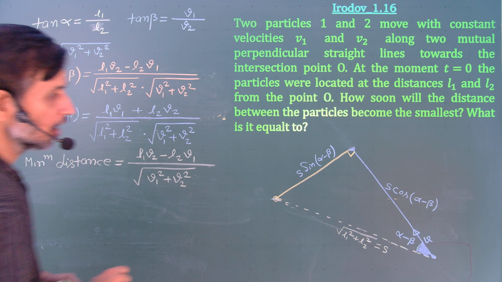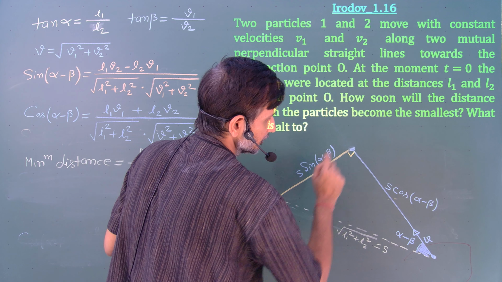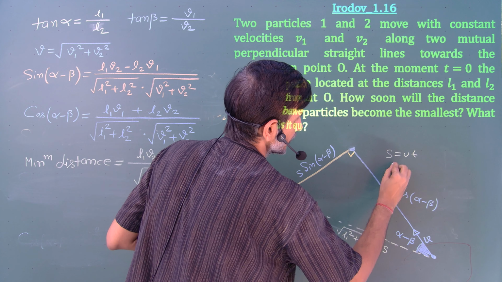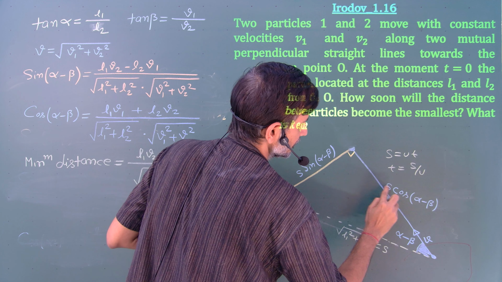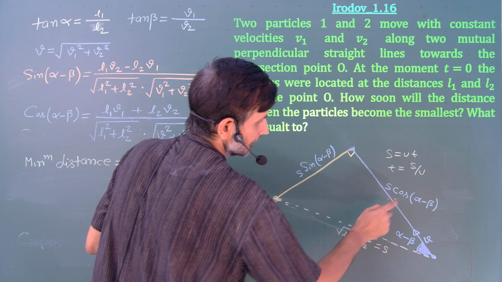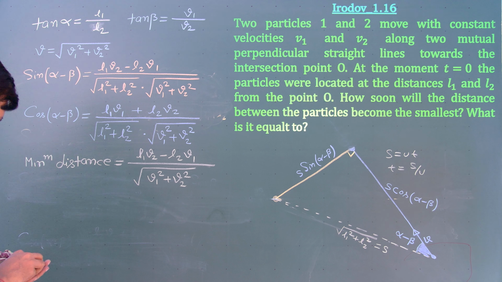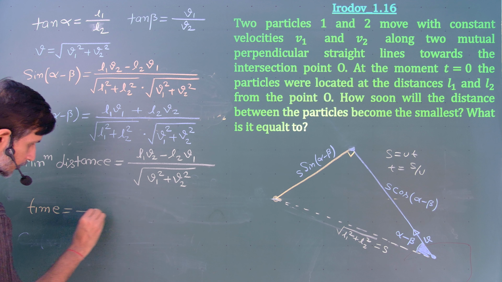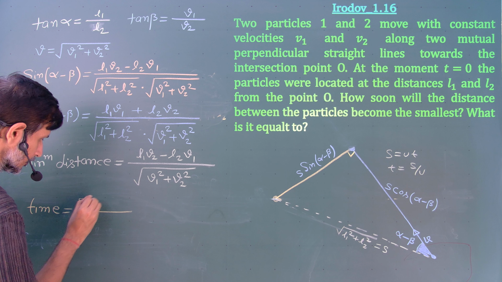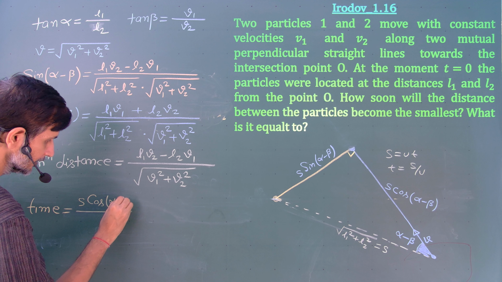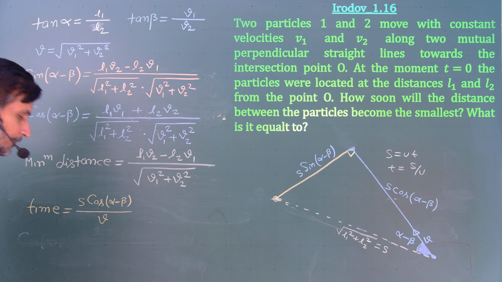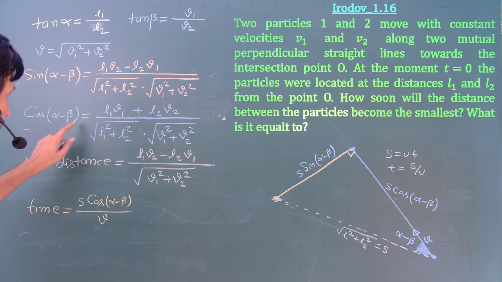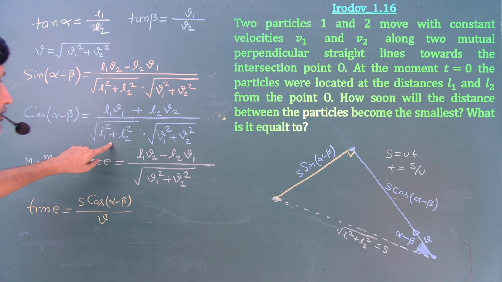Second answer is how much time it will take to reach from this point to this point. So for time we can use the formula S equal to UT. So time T equals S divided by U. This is the total displacement S and this is the velocity V. So minimum time, so time required should be equal to S cos alpha minus beta divided by V. Okay, S cos alpha, this is S and cos alpha minus beta.